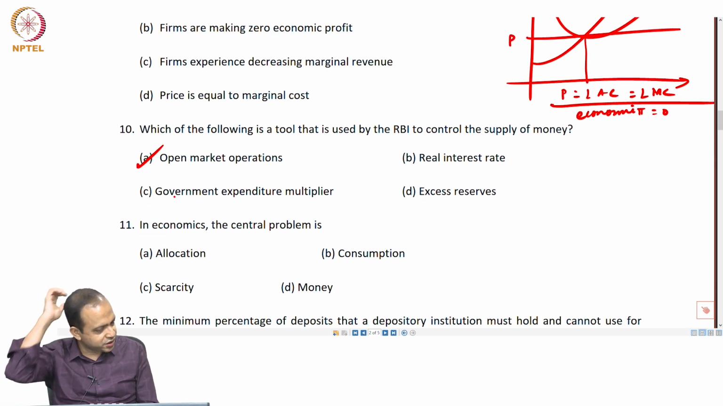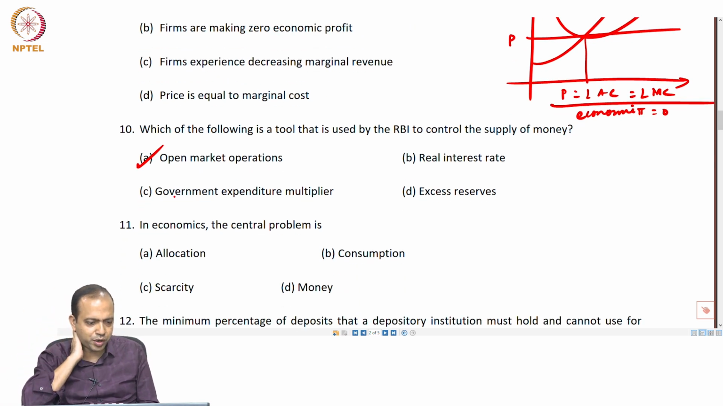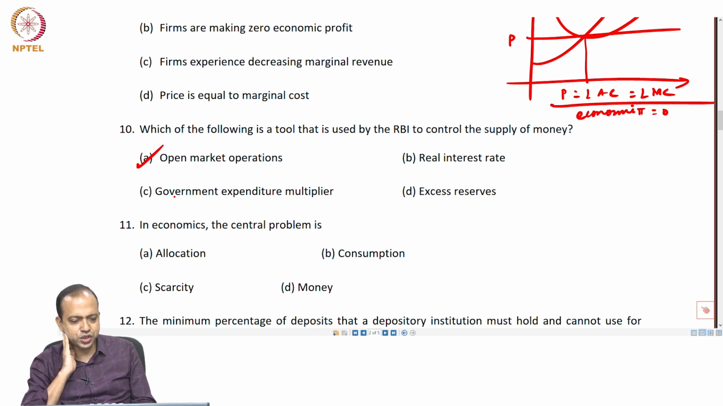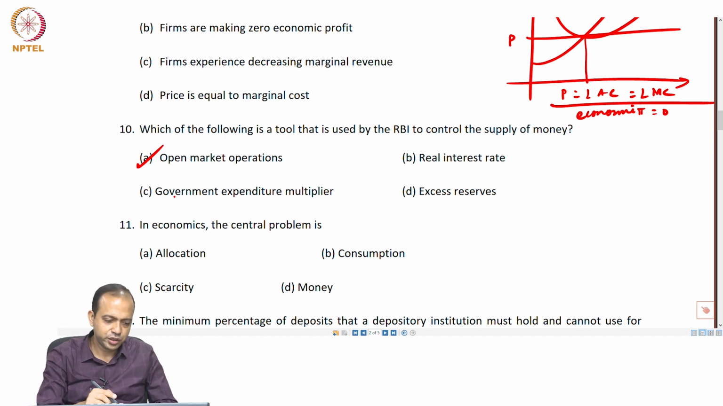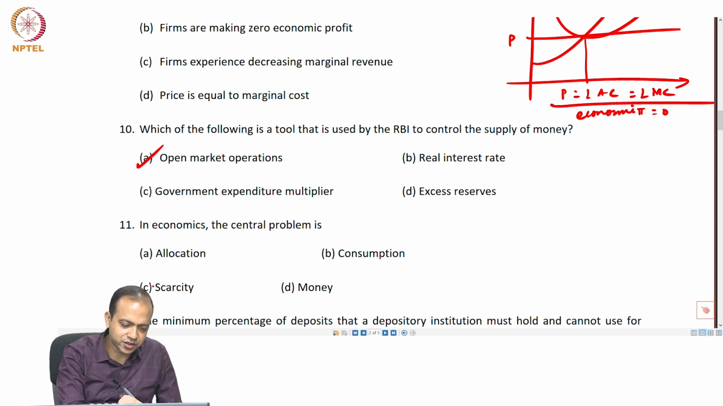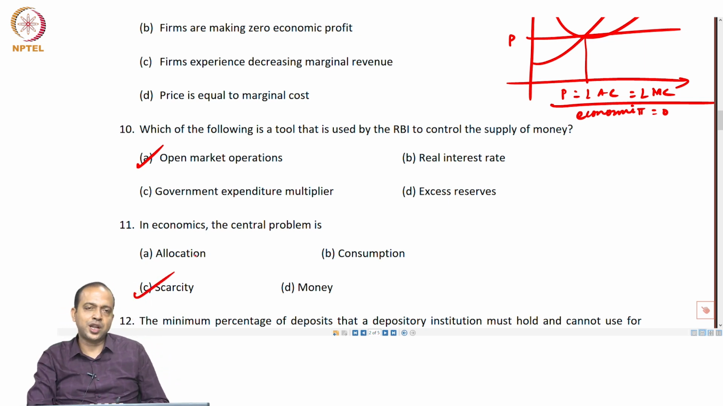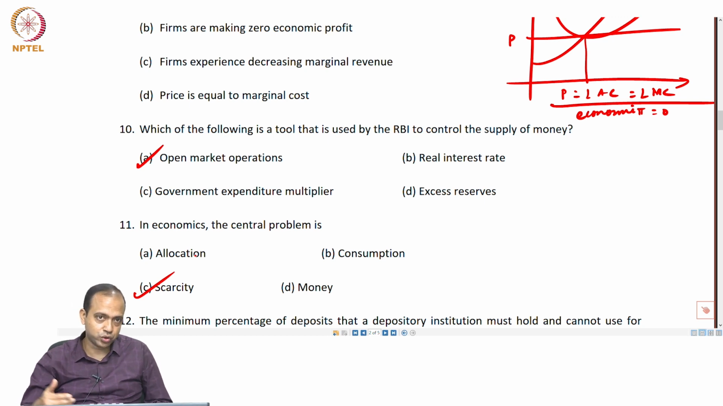This we have discussed earlier in economics. The central problem is allocation, consumption, scarcity, or money. So, it is about scarcity, that is the central problem, not the allocation, because allocation, or rather efficient allocation, matters when you have resource scarcity. If resource is abundant, then there is no question of allocation. Consumption, yes, it is important, but that is not the central problem. Money is also not the central problem.